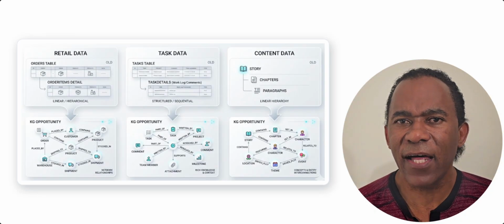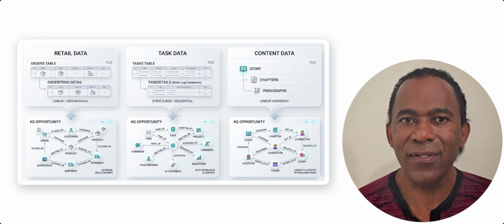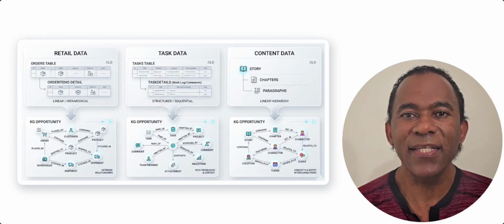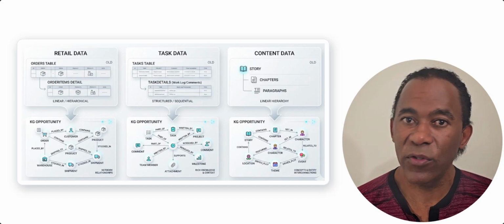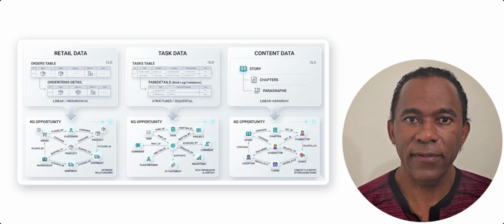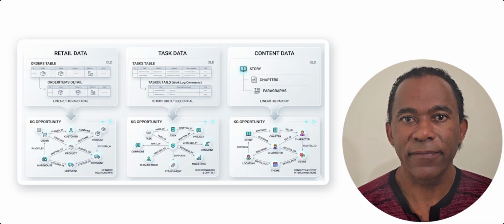So how do you find a knowledge graph in something you already have? Easiest hack in the world. Open your database. Look at any details table that's related to another table. Orders table with order items, graph. Task table with task details, graph. Stories with chapters, chapters with paragraphs, graph, graph, graph.